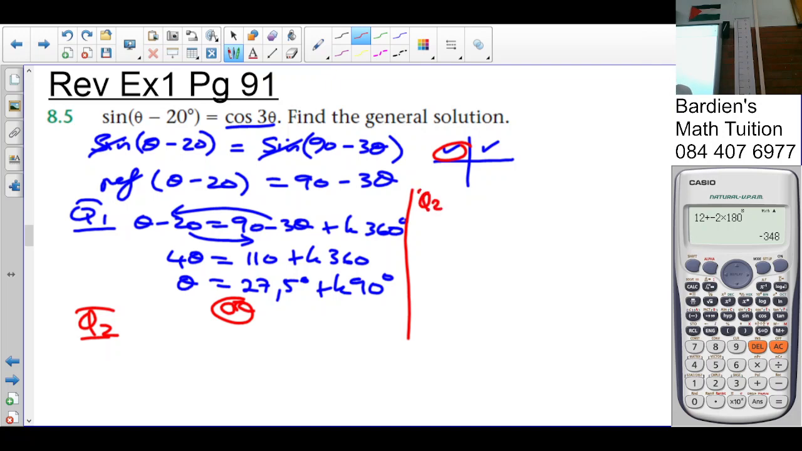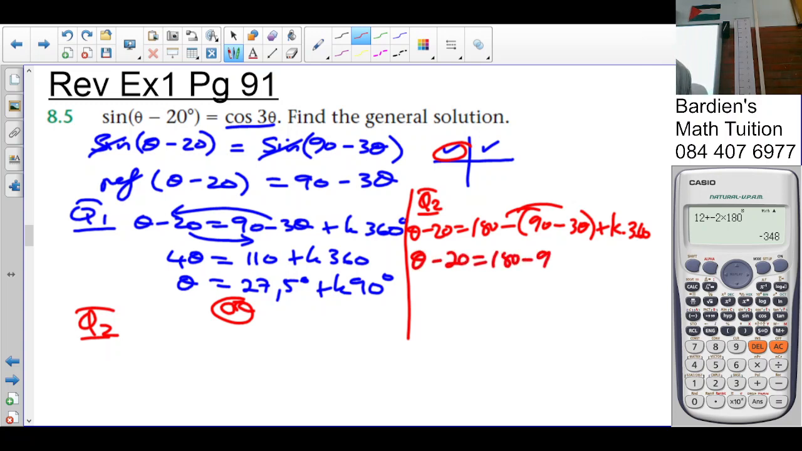Quadrant 2 is going to be theta minus 20 equals 180 minus (90 minus 3 theta) plus k times 360. Why? The period on the sine graph is 360. Here are the brackets. So theta minus 20 is equal to 180 minus 90 plus 3 theta, sorry, plus k times 360.